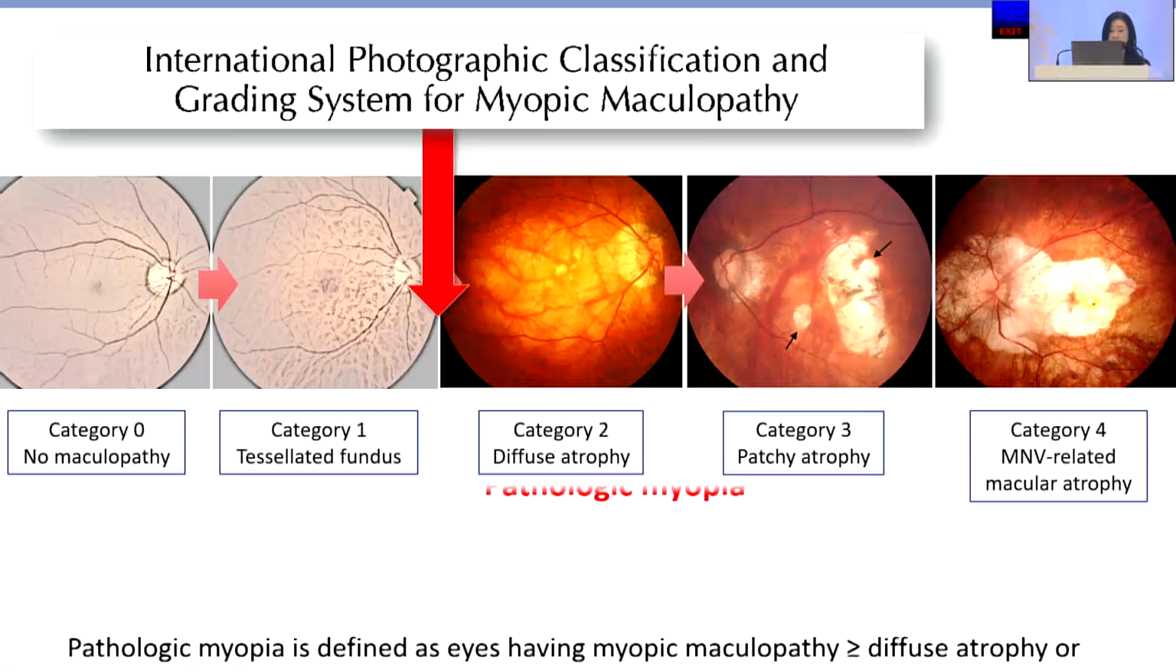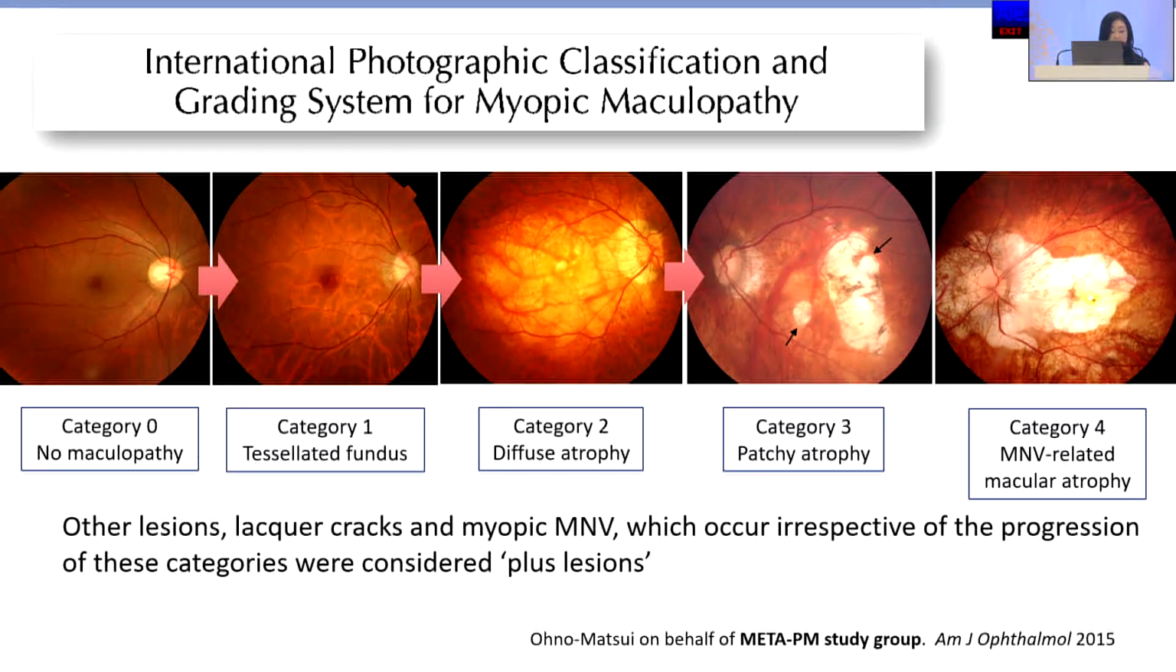According to the Meta-PM study group, myopic maculopathy is classified into these 5 categories: 0, no maculopathy; 1, tessellated fundus; 2, diffuse atrophy; 3, patchy atrophy; and 4, macular atrophy. Macular atrophy is almost always related to myopic macular neovascularization. Other lesions like cracks and neovascularization, which occur irrespective of the progression of these 5 categories, are considered plus lesions.